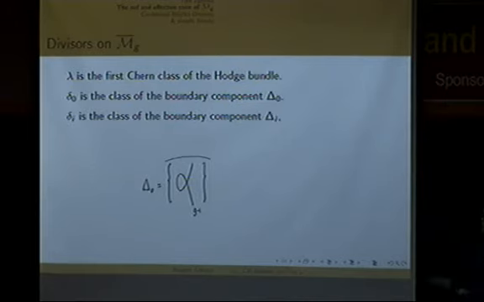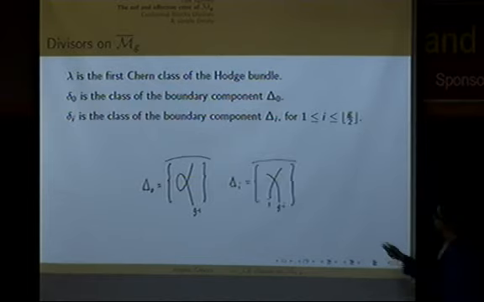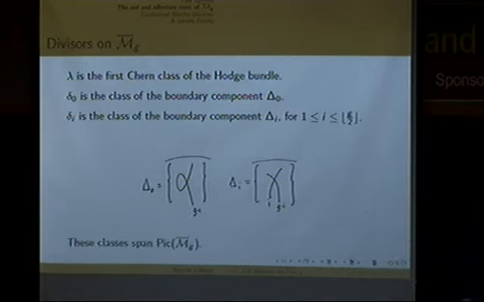And then we have boundary classes for boundary components delta i, so these go from 1 to g over 2. And they look like a curve of genus i and a curve of genus g minus i attached at a separating node. We take the closure of that locus in MG bar. And these classes span the Picard group.